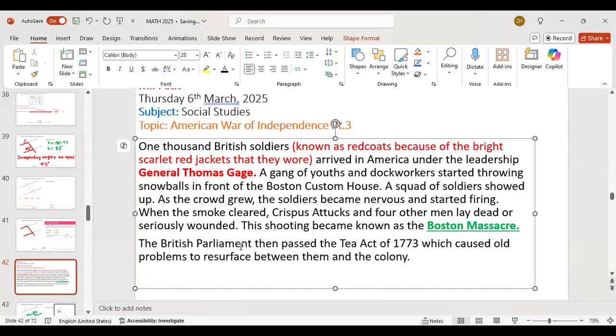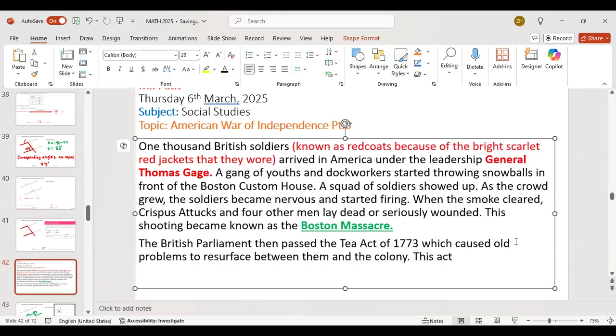Between themselves and the colony. This act, like Britain wouldn't stop with their acts. First it was the Stamp Act, now the Tea Act. Why are they passing so many acts? I mean, the thing is that they was trying to strong arm the United States. They're like, we're gonna bring 1,000 soldiers, we're gonna give you a stamp tax act, and we're gonna do the Tea Act, but it didn't work.